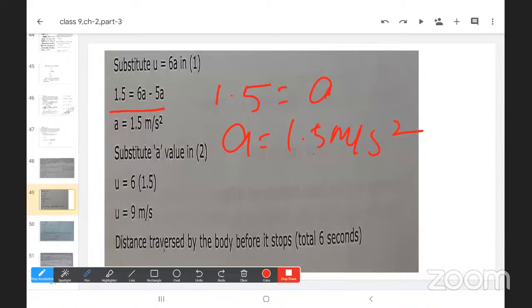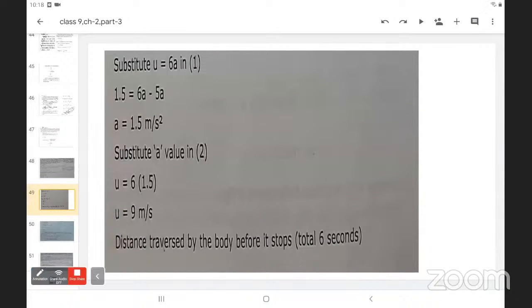Right? So substitute this A value in equation 2. What is equation 2? U equals 6A. So instead of A, we are going to write 1.5 here, right? So 6 into 1.5 equals 9. So we got U equals 9 meter per second. That means the distance traversed by the body before it stops, right? In total 6 seconds.